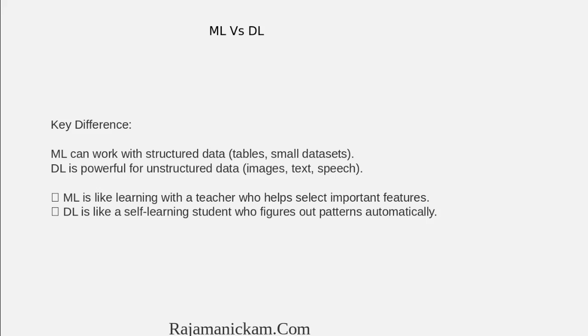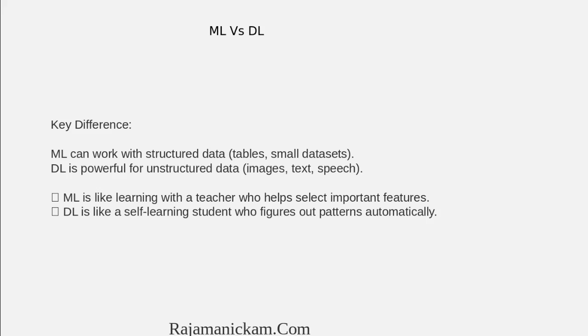But as a general idea, we can say that ML can work with structured data, tables, small data sets. Deep learning is powerful for unstructured data because it is a kind of neural network, so it can think mostly like humans. It is useful for images and speech, unstructured data.